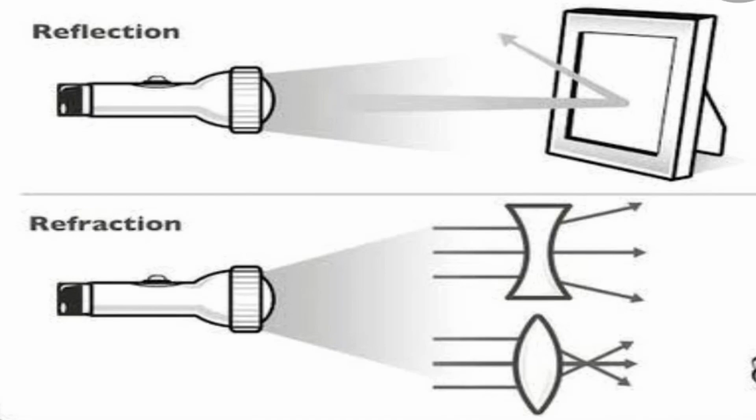Now we're gonna see the difference of reflection and refraction. In reflection, what happens is light goes and bounces back to you. But in refraction, what happens is it hits the object and it bends. So here it goes in a straight line and it bends in directions. Same with here, it goes bent. So yeah.